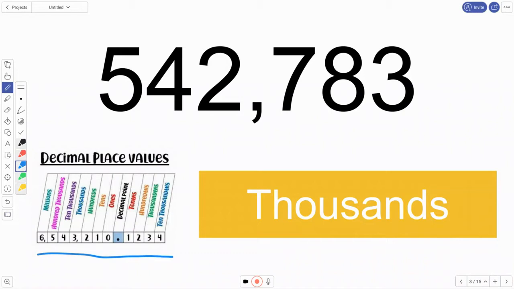I'm first going to look and see if there's a decimal. There is not a decimal. I do see this little comma right there, but that is not a decimal. That's separating a bigger number. So I don't need that right now. I know that this is a whole number, right? Not only do we want to learn the place value of decimals, but we want to start to really practice the place value of some big numbers as well.